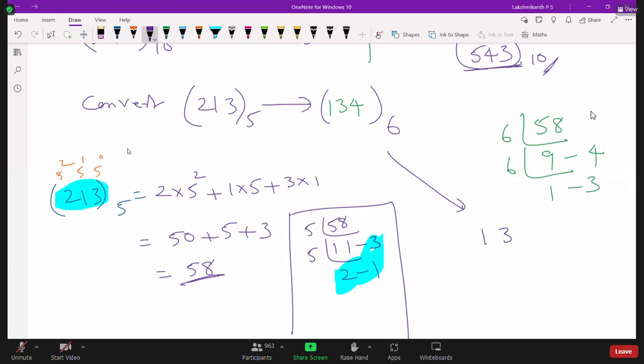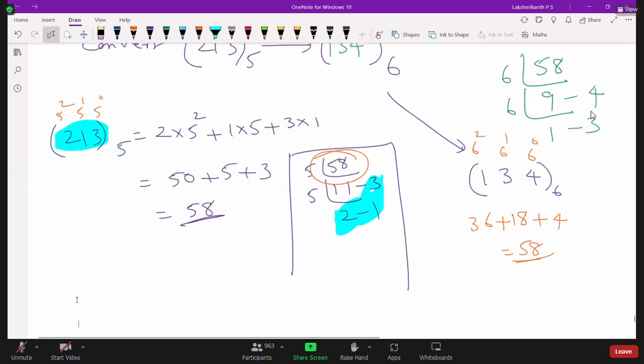Okay. Now whether it is correct or not we can also verify. How to verify? 134 base 6, right? Now what are the place values of this? 6 power 0, 6 power 1, 6 square. Now 6 square into 1 is 36, plus 6 into 3 is 18, plus 1 into 4 is 4. So 36 plus 18, 54, plus 4, 58. See, here also 58, here also 58. So like this we can convert any base to any base. Okay, any doubts here? I am explaining with 2 to 3 examples, hope you will understand.